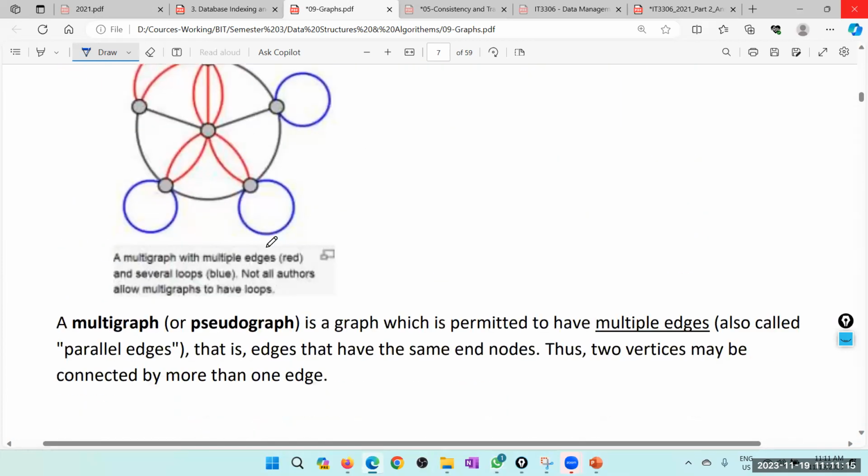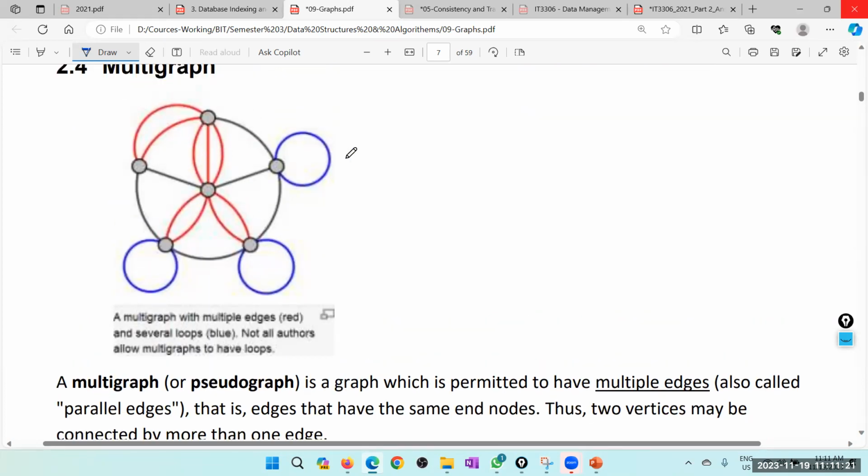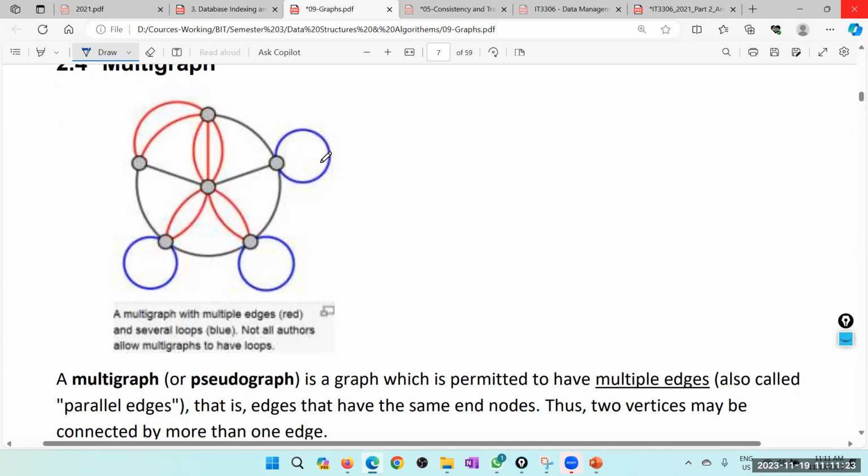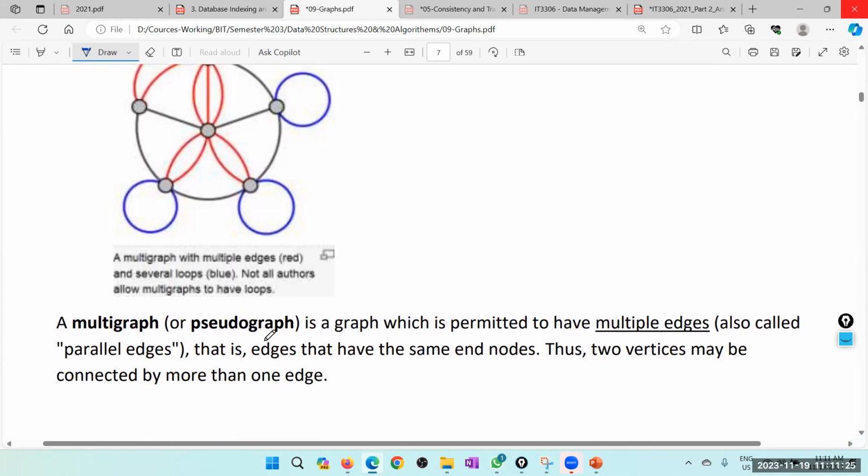Then you have the multi-graph. A multi-graph means parallel edges are possible, and of course, self loops are possible. Sometimes we call it a pseudo-graph. It's not really a graph, but it's sort of a graph.